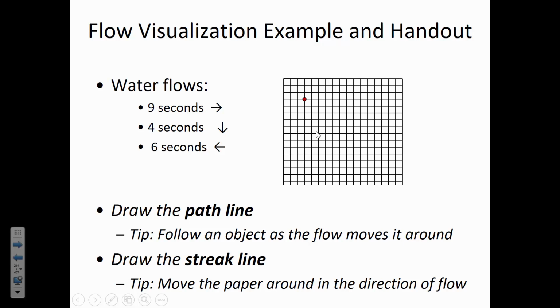And so the path line would look like this. I'm going to put a dot every second of movement. It starts here, and it's going 1, 2, 3, 4, 5, 6, 7, 8, 9. And then down for 4, 1, 2, 3, 4, and then over 6. 1, 2, 3, 4, 5, 6. And then here's the end. And so then I connect the dots, and this is my path line. Path lines are easy to draw.